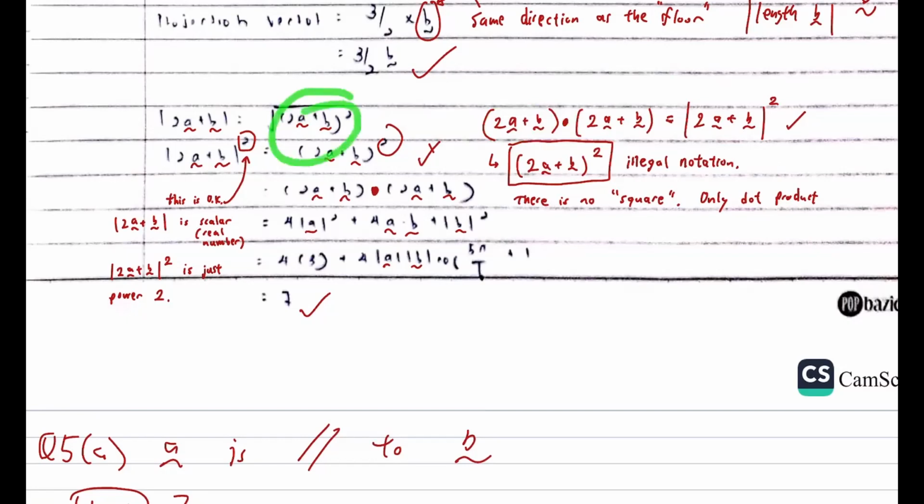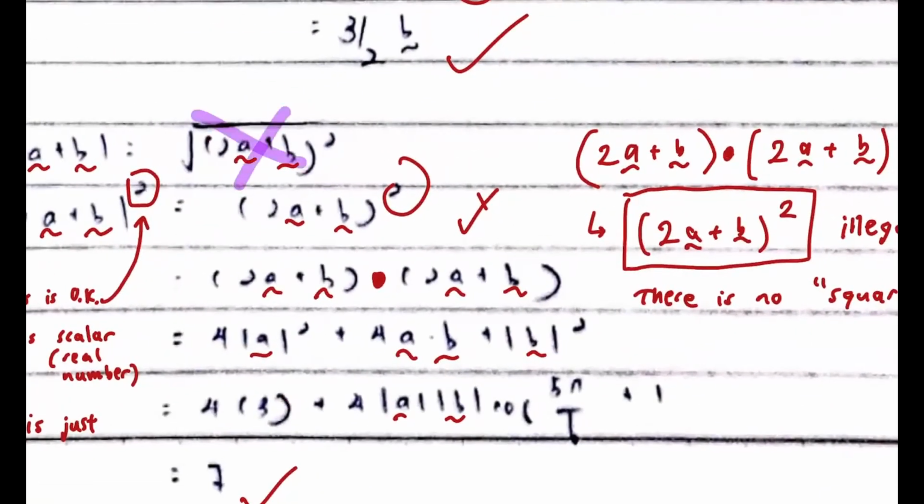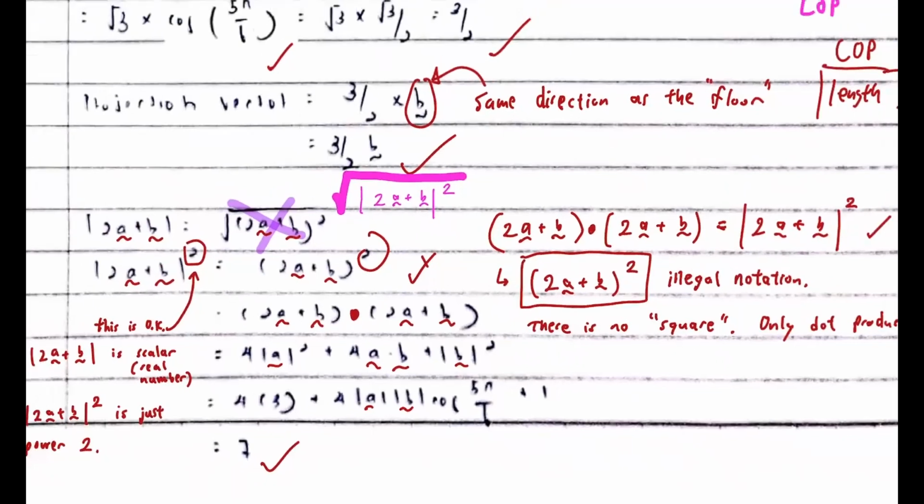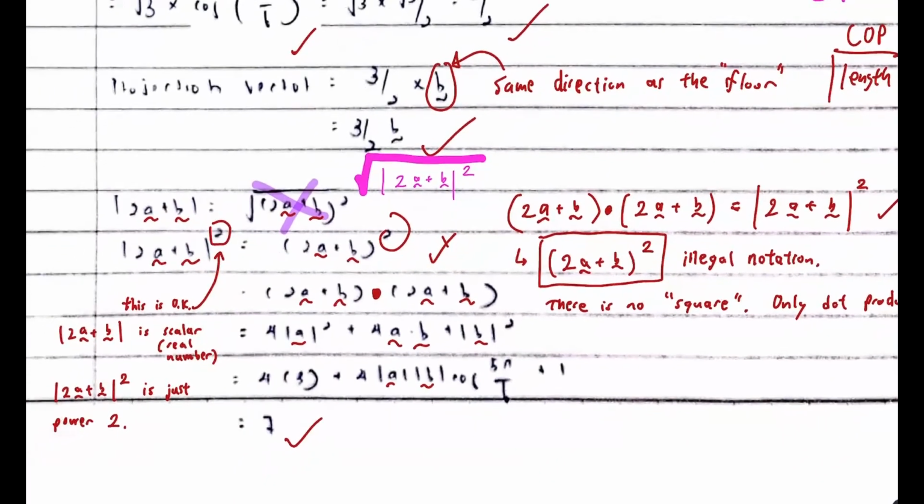Okay? So here the problem, a better way to present it would be the square root of the modulus of vector 2a plus b, squared. Modulus is a scalar. Scalar, you square it, then you take the square root. That makes more sense. Is that clear? Yes. You cannot square the vector itself. You can only square the modulus. Modulus is a length. There's no such thing as squaring a vector. Doesn't make sense. There's only dot product or cross product. So this notation is very, very illegal. Wrong.